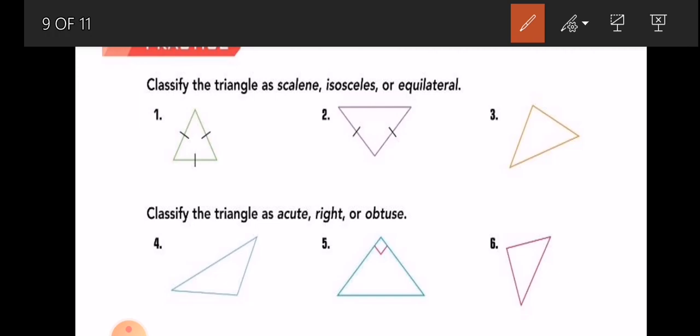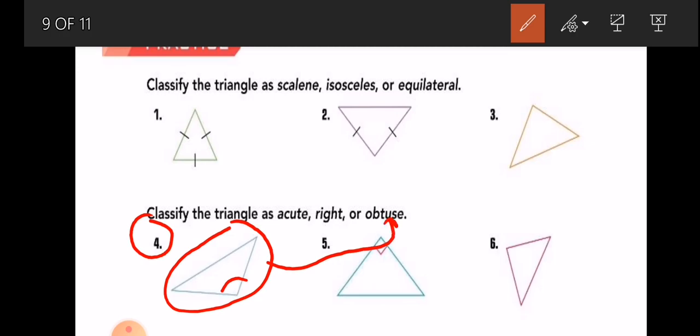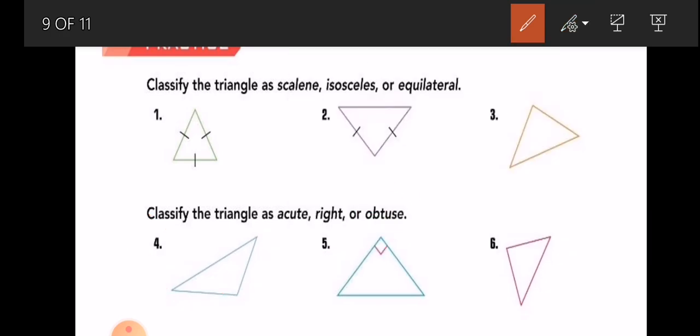Let's see question number 4. In number 4, here I have what? This one is obtuse. Once you find 1 obtuse angle in it, this triangle is an obtuse triangle. So this is obtuse. Then the next one, number 5. Here we have number 5, 1 right angle. Can you see it? It means this triangle is a right triangle.